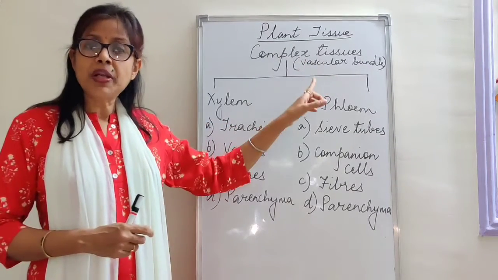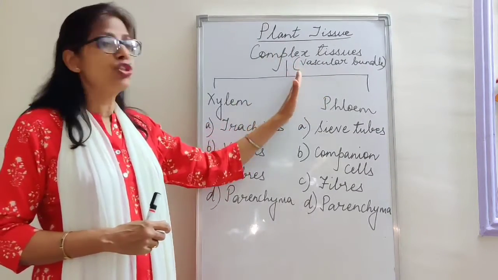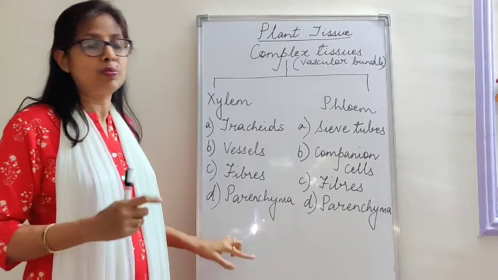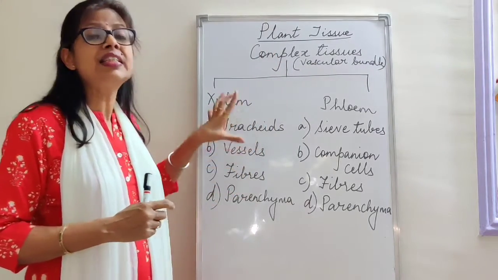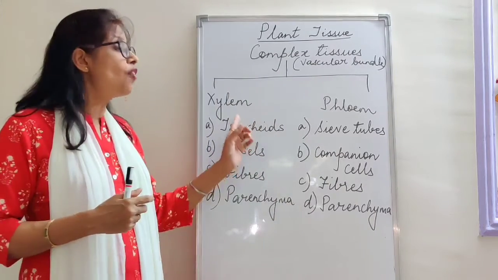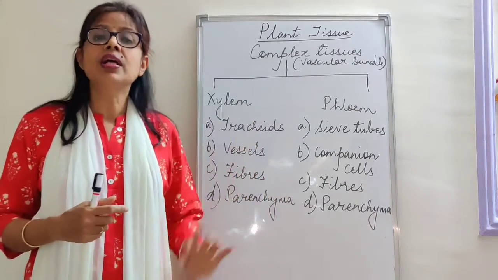So what are complex tissues? Complex tissues are those tissues which have more than two types of cells and they are used for the specialized function of transportation or conduction.